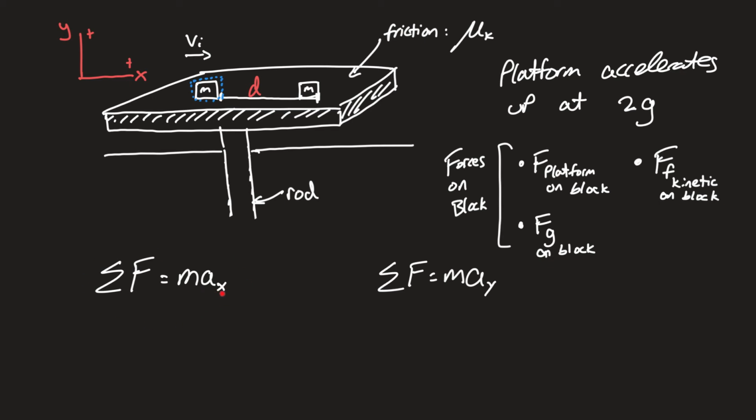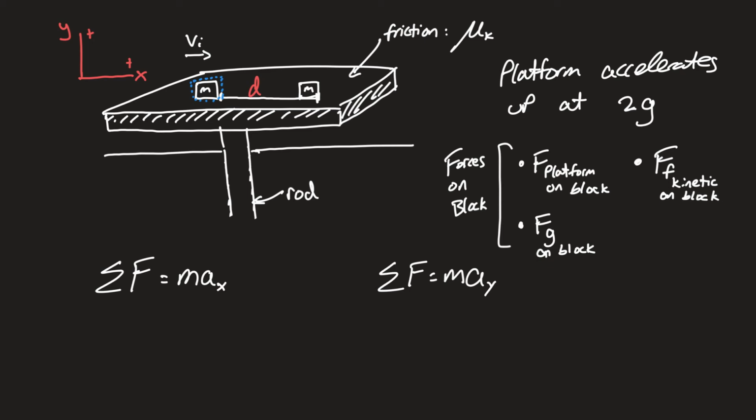So we will have a horizontal acceleration. And then in the vertical direction, this one may or may not be tricky for you, it just depends. But you need to realize that the forces are definitely unbalanced in the vertical direction, and that's because there is acceleration. The platform and the block are both accelerating up at 2g, so we need to make sure we apply that. All right, let's keep going with the math.